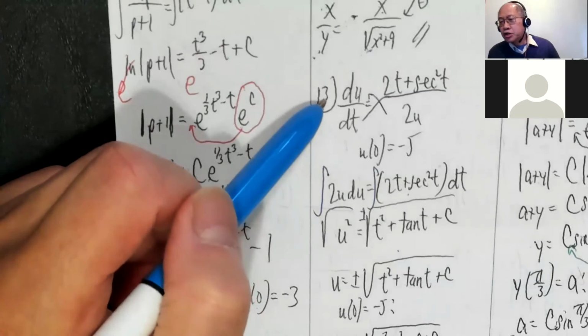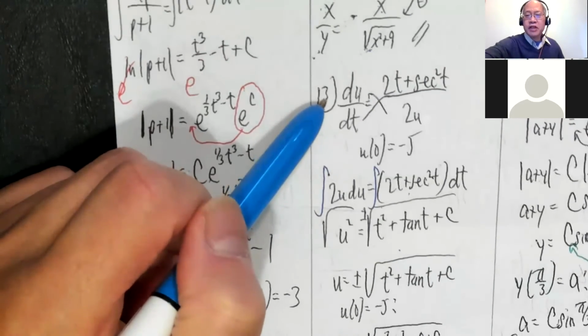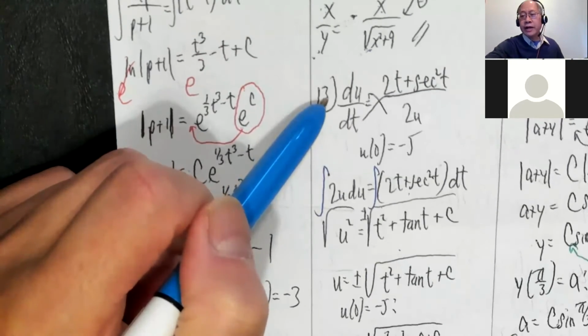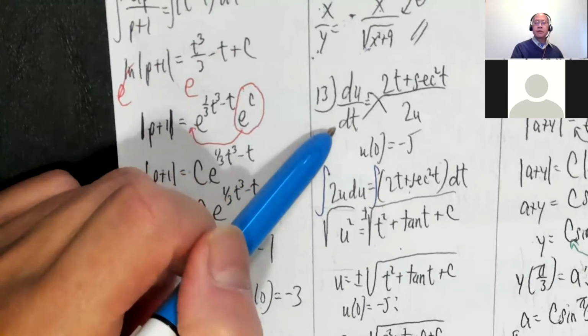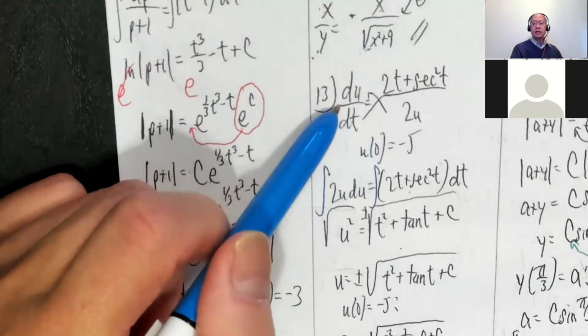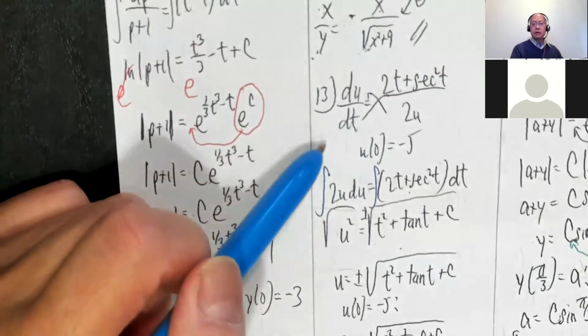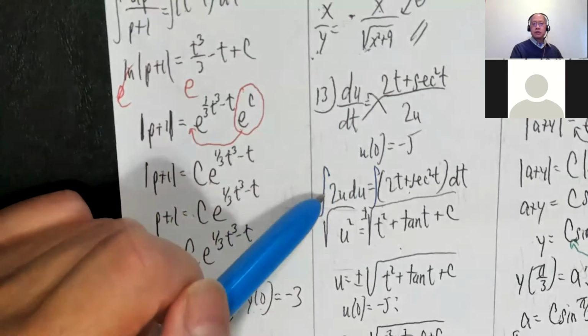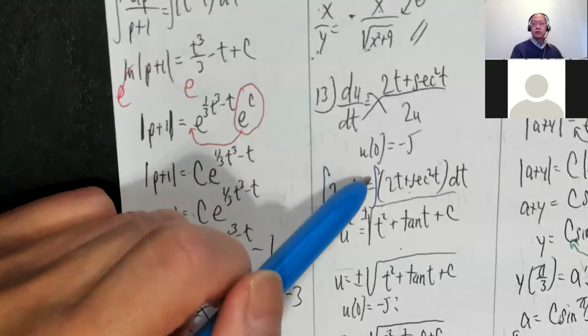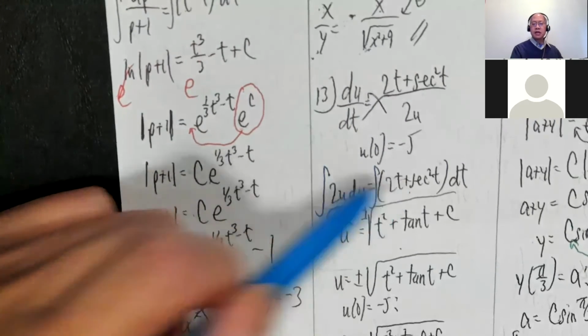And yes, a reminder, the letters shouldn't matter. Don't get thrown off just because it isn't our favorite y and x. We could have u and t. So du dt is this, cross multiply. 2u du equals 2t plus secant squared t dt.